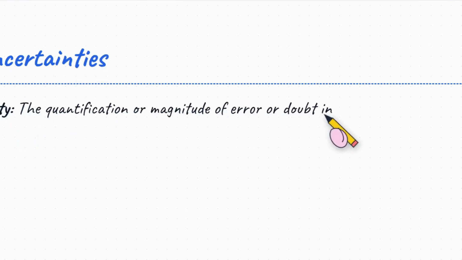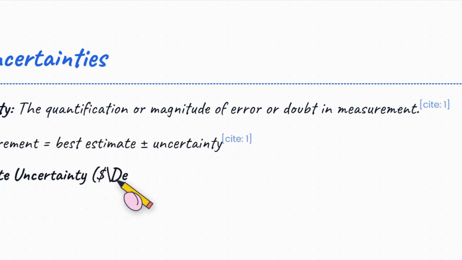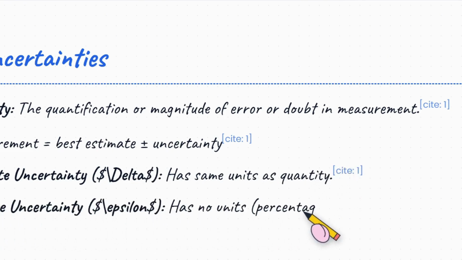Uncertainty is the quantification of error. Every measurement is written as a best estimate plus or minus uncertainty. This can be absolute, carrying units, or relative, represented as a percentage.